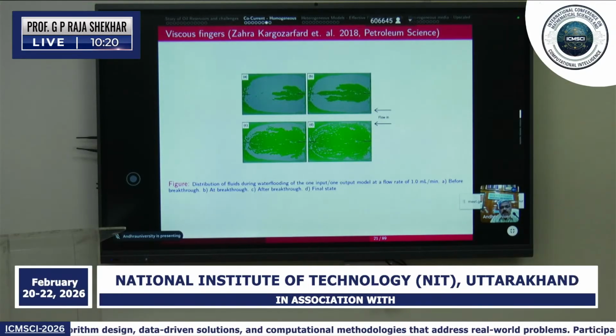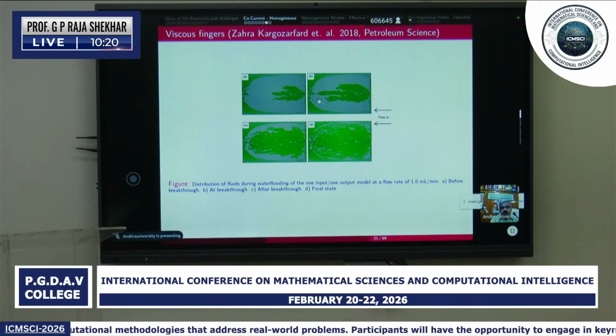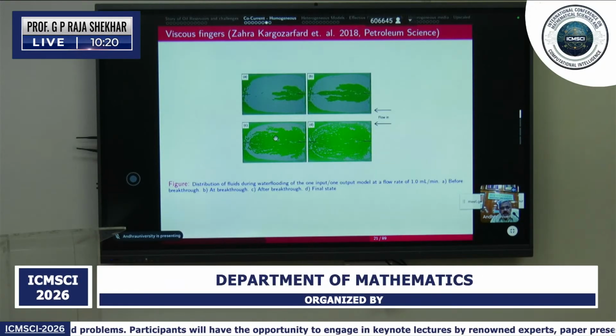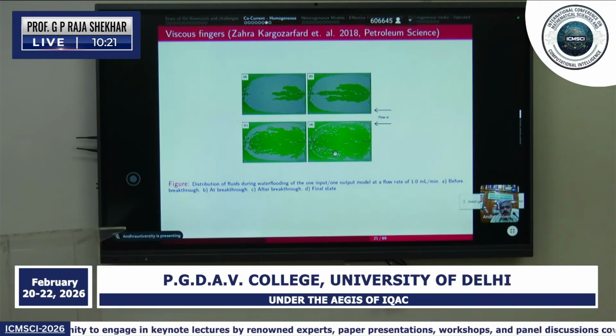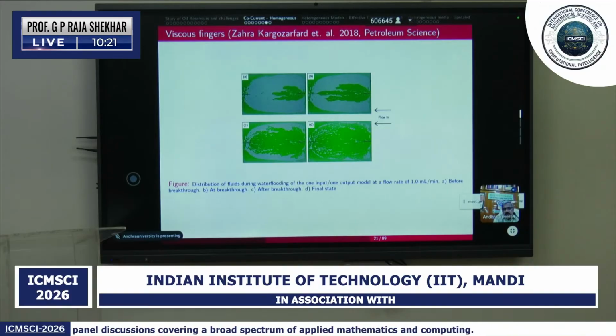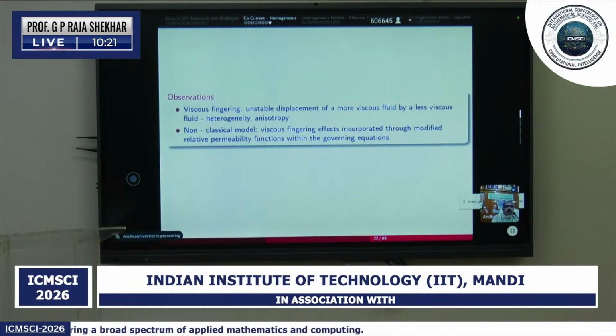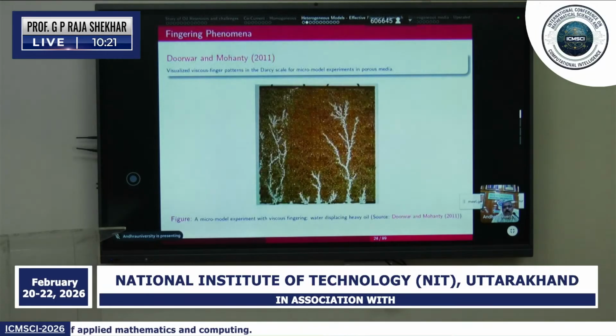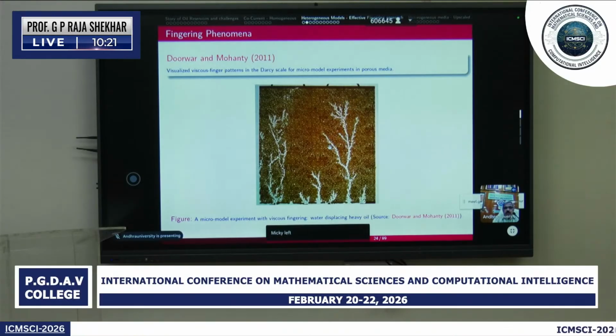That means oil is trapped. After some time, these fingers got merged. These are called fingers. That is called breakthrough. After breakthrough, whatever oil is trapped here, you will not be able to recover. These viscous fingers could be due to direction dependency, so we have to understand these viscous fingering instabilities.